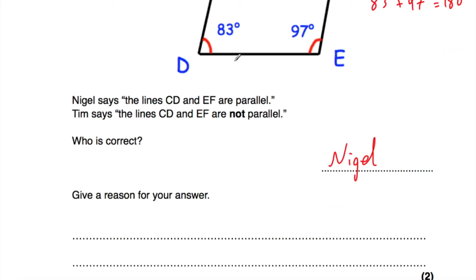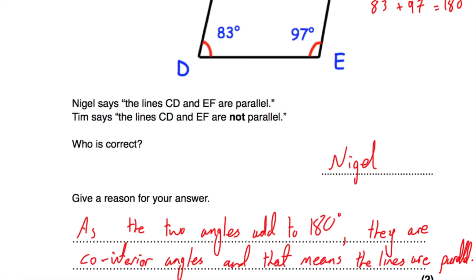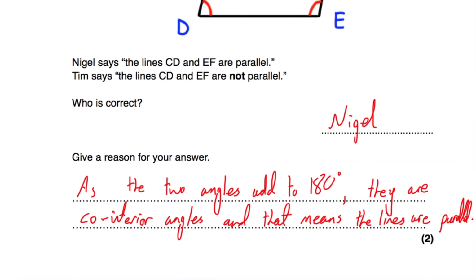And we've been asked to give a reason for our answer. Well, those two angles add together to be 180 degrees. That means they're co-interior angles. That means the two lines are parallel. So let's write that down. And that's it. I've just written down that as the two angles add together to be 180 degrees, they're co-interior angles, and that means the two lines are parallel. Now, that's one approach to that question, and that's the approach that I would use.